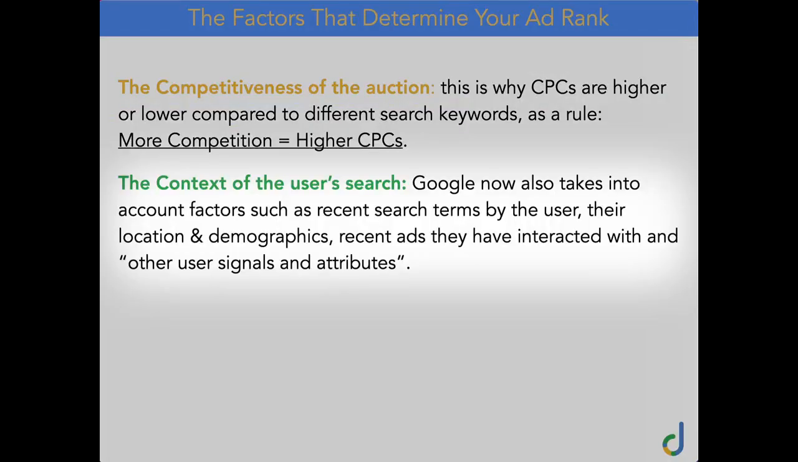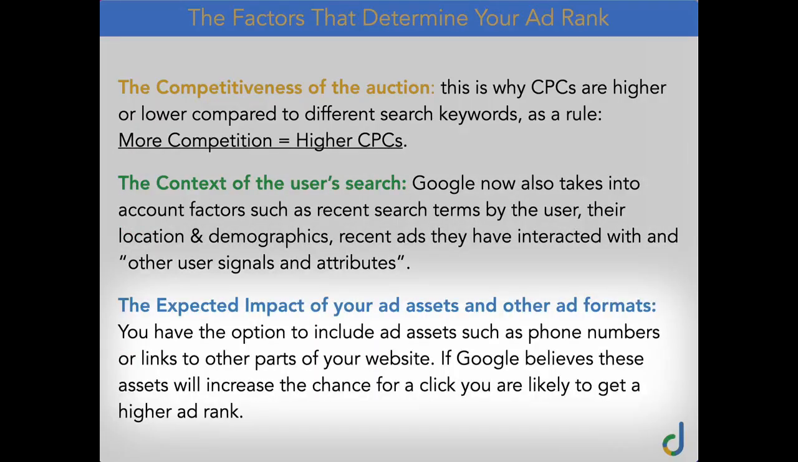Now, this is one thing that is changing rapidly inside of Google Ads. Google now also takes into account factors such as the relevant search terms by the user, their location and demographics, recent ads they've interacted with, and other user signals and attributes. Now, I wish that I could really break down what those other user signals and attributes are, but really that's all that Google gives us. It doesn't give us a lot of information, but I want to go to the next point and then I'll explain this further.